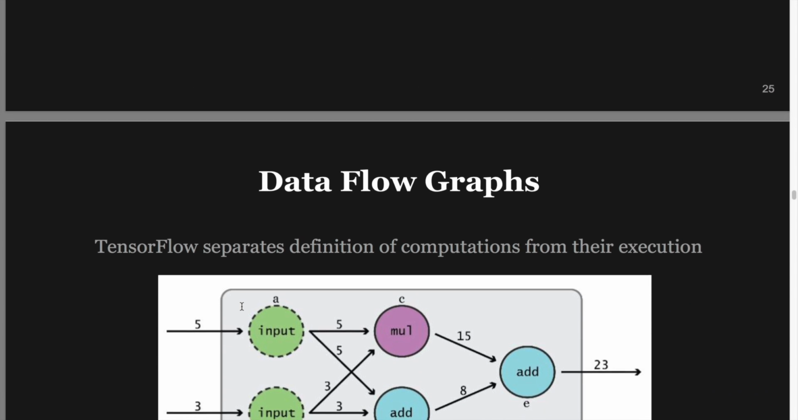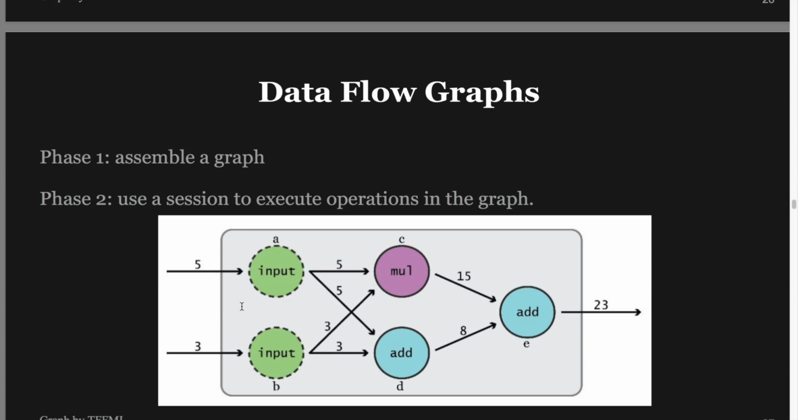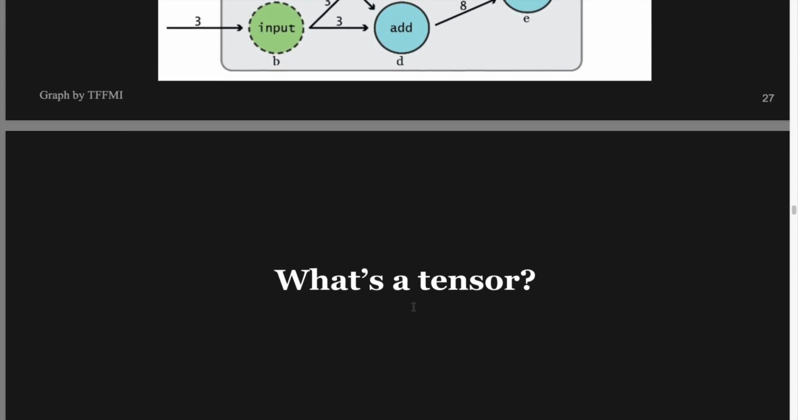So let's talk about graphs and sessions. One of the major things about TensorFlow is that it separates how you define your computation from the actual execution of the computation. So what does that mean? Basically, when you're writing a model in TensorFlow, you will be assembling a computational graph. And once you have done that, you would use a session to execute whatever operations you laid out in the graph. Now, this will become very clear in the next few minutes, so just hang on.